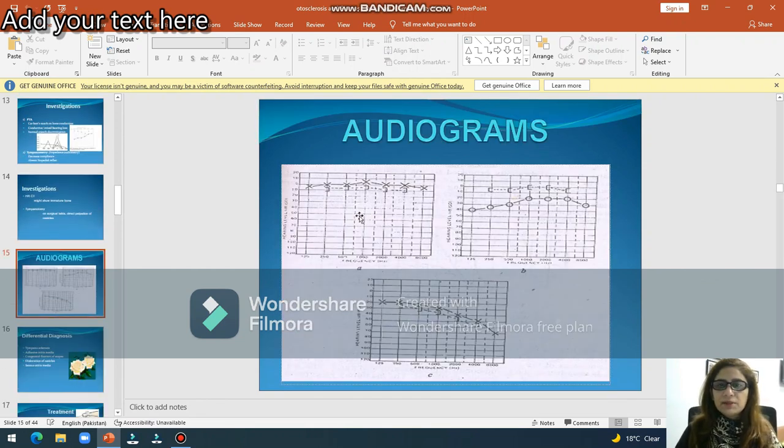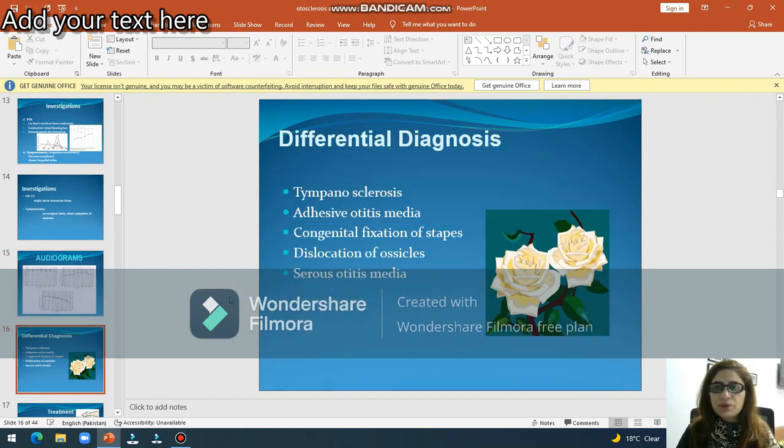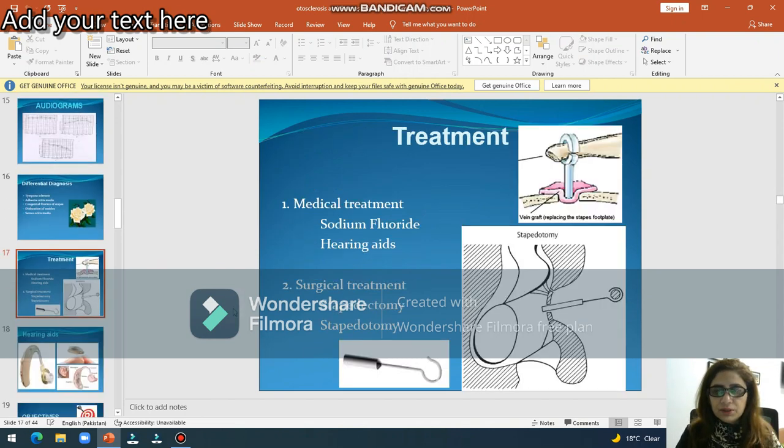To revise something, this is a normal audiogram. There is conductive hearing loss showing an air-bone gap. This is sensorineural hearing loss: both graphs are below normal and overlapping each other. So the differential diagnosis: tympanosclerosis, adhesive otitis media, congenital fixation of footplate of stapes, dislocation of ossicles, serous otitis media, Meniere's disease and acoustic neuroma. You should include these diseases also.